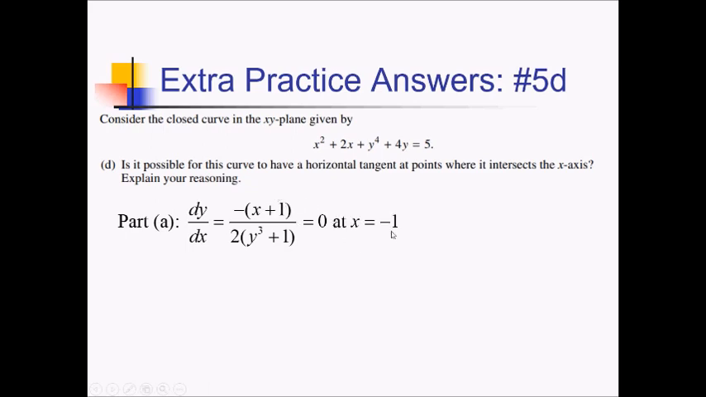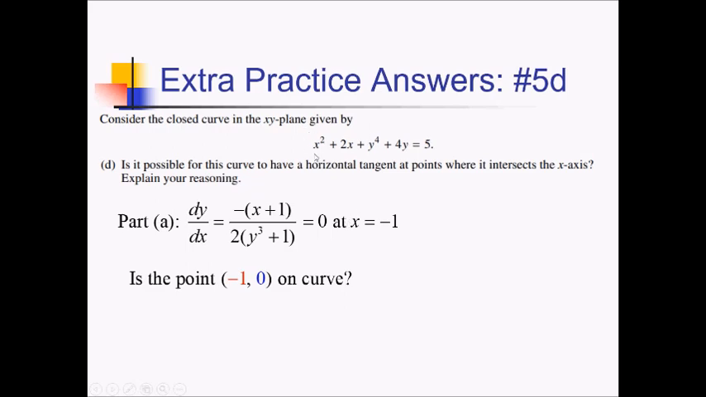So if I'm zeroing out this whole thing, numerator must equal 0, and that's going to happen at x equals -1. So the question then, since I'm asking, is it possible for this to be a horizontal tangent on the x-axis, I'm asking if the point (-1, 0) is on the curve, because my y value has to be 0 if I'm stipulating that I am on the x-axis. Otherwise, we could have any y value we wanted. So let's plug in -1 for x and 0 for y to see if this one horizontal tangent location happens to be on the x-axis.